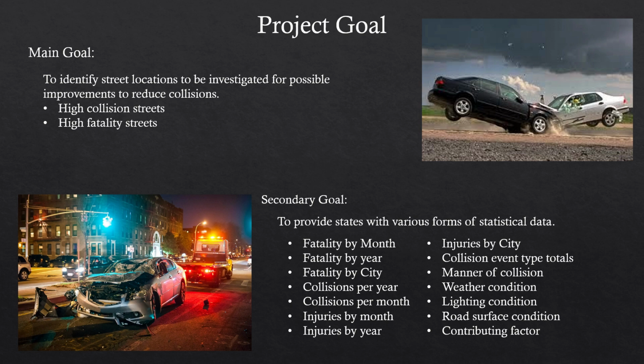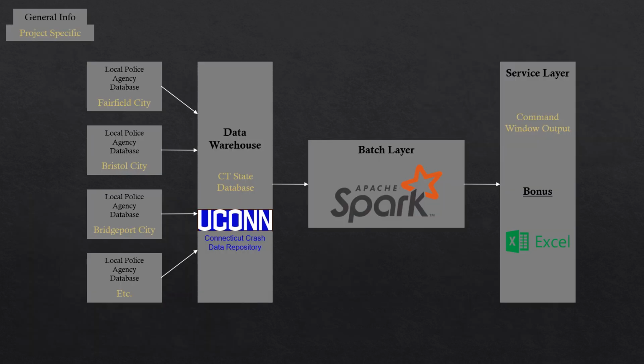The diagram for this starts with a local police agency, either their database or device, feeding the raw data into a data warehouse. For this example, I'm using the state of Connecticut. This raw data is then ingested and cleaned in the batch layer, as well as appropriate aggregations. The results are then output to the command window, and visualization was chosen to be done by Excel.